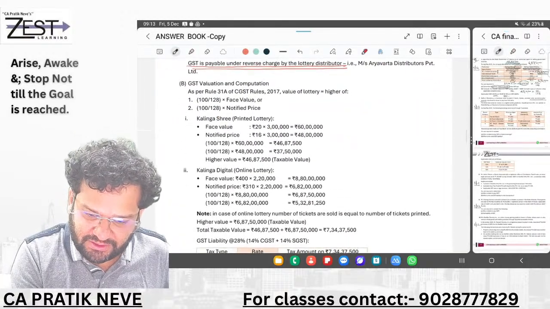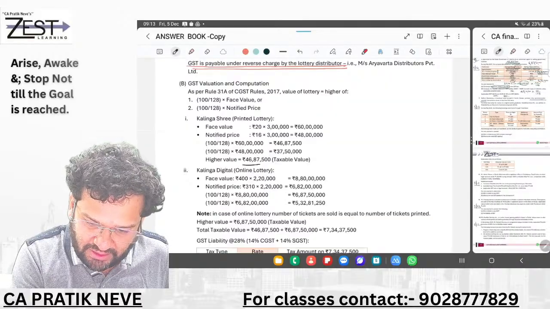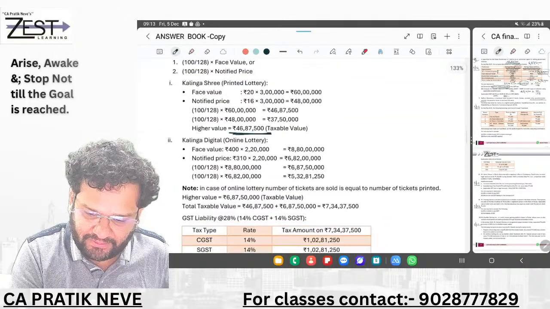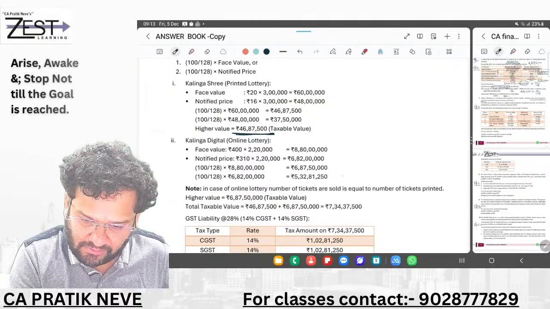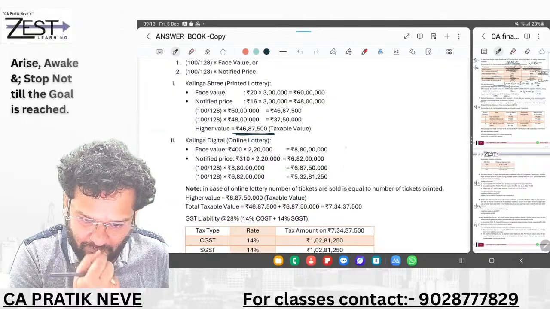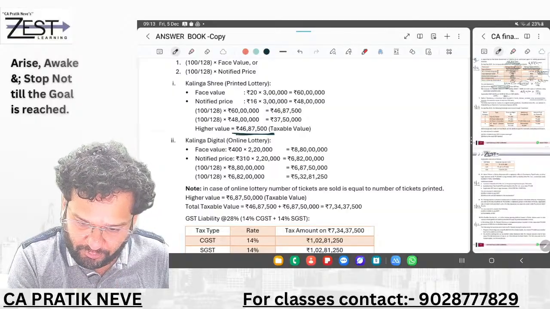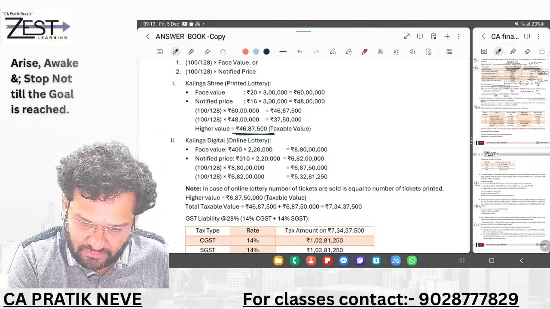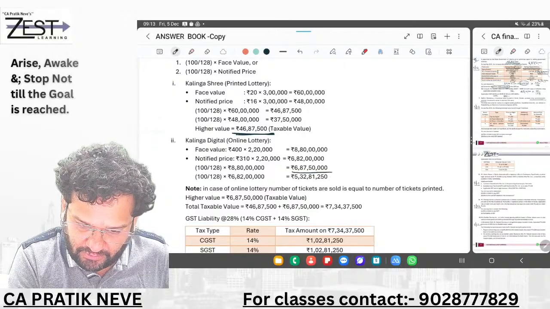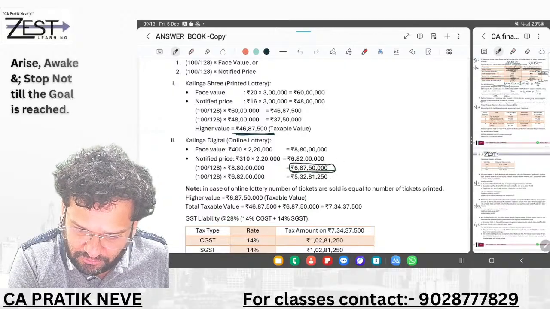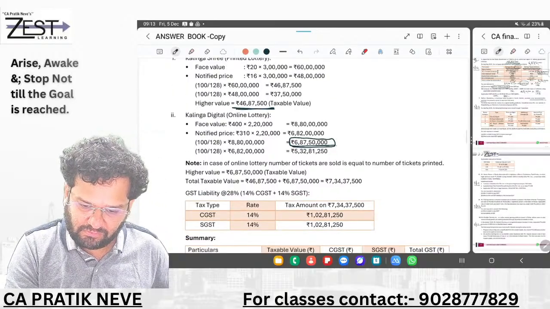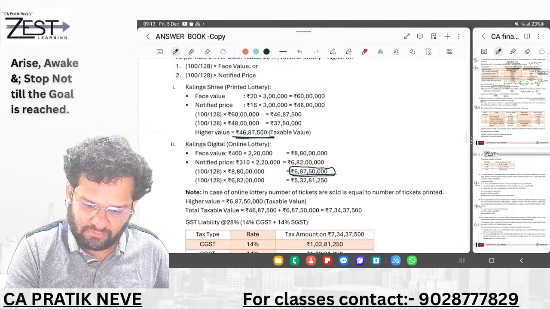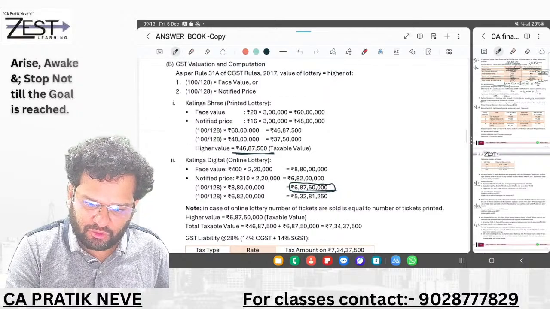So as we discussed, 46,87,500 and 6 crore 87 lakh 50,000. Okay, that will be the values.